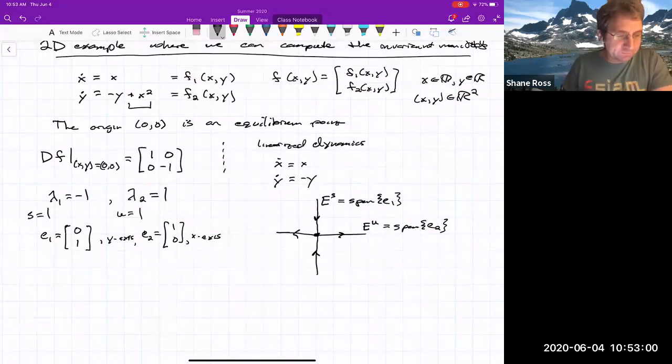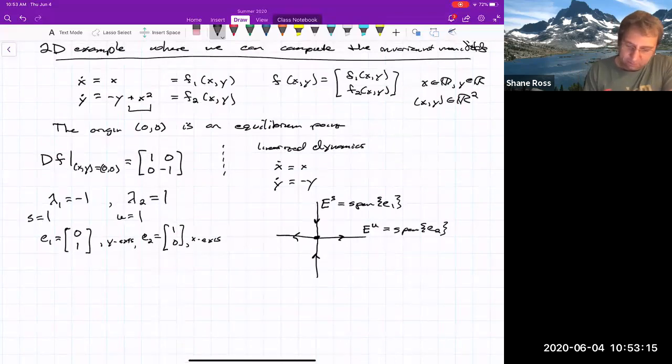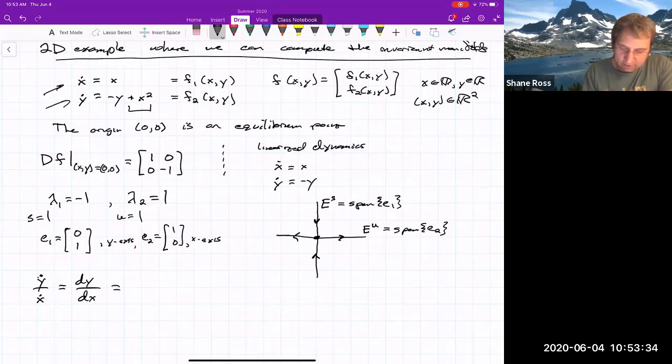Now, in this problem, we can actually solve for what the orbits look like in the system. Look at x dot, look at y dot. Now, if I were to write y dot divided by x dot, this is dy by dx. Just take y dot up here and divide it by x dot, and you get negative y over x plus x.